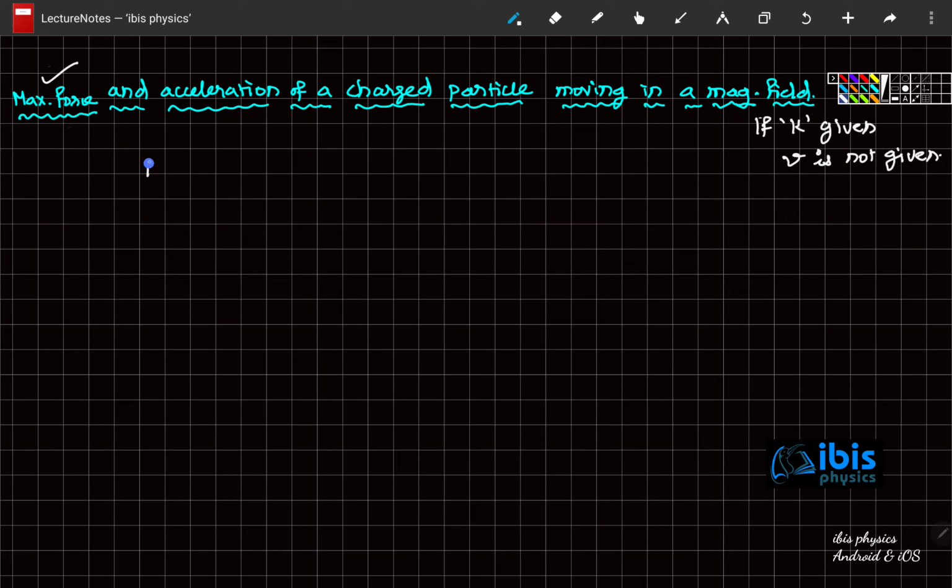We know that when a charged particle moves in a magnetic field, the force acting on the charged particle will be q into v cross B. This is called the magnetic Lorentz force. The scalar form: the cross product A cross B is AB sine theta, so q v B sine theta n cap, where n is a vector along the direction perpendicular to both the magnetic field and velocity.